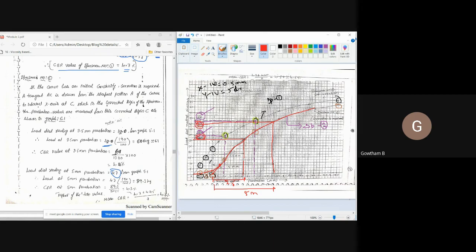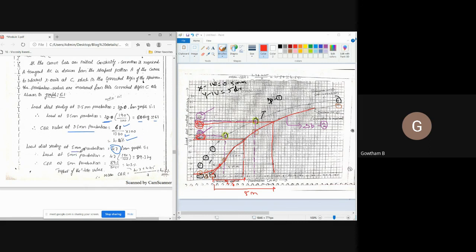Now use the same formula. CBR at 2.5 mm penetration is equal to 61 divided by 1370, which is the standard load. How did we get that 61? I converted divisions into load value: 32 multiplied by 1.9 is equal to 60.8, and I took it as 61. So 61 divided by 1370 multiplied by 100 is equal to 4.45 percent.